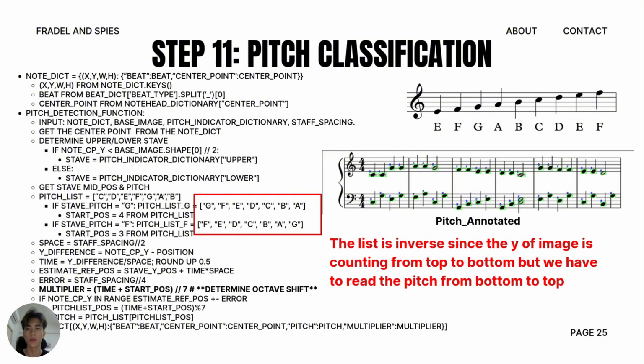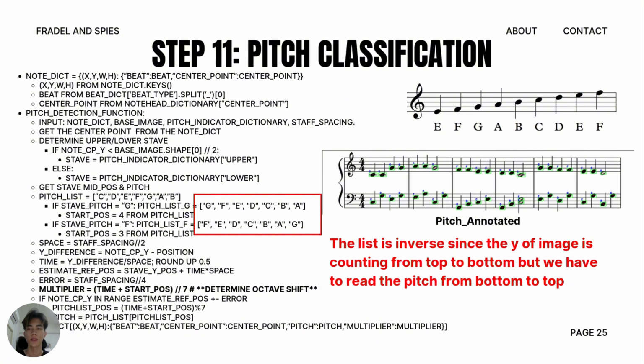The idea of this step is, first, get the center point from the note dict. Second, for each center point, check if it is above or below half of the image, then set it as upper or lower in order. Third, using the staff midpoint from the pitch indicator dictionary, identify the pitch from the pitch list. Fourth, check the staff pitch within the pitch indicator dictionary. Fifth, if the staff pitch equals G, then set the pitch list to G, as shown in the red square and staff pos.